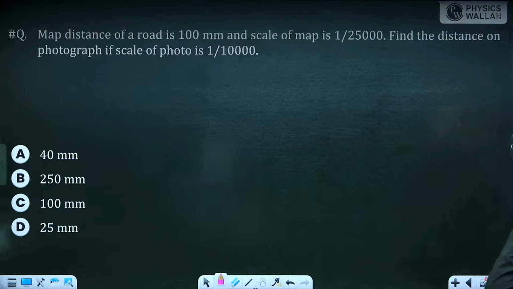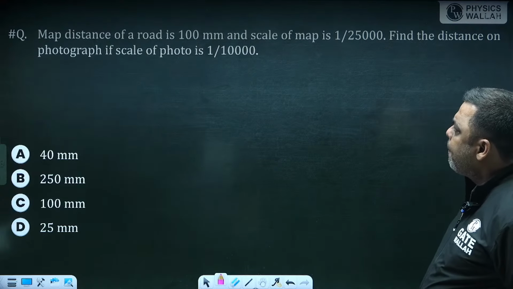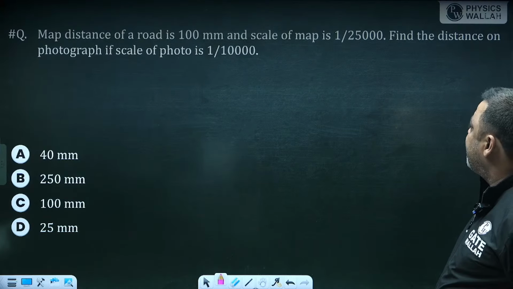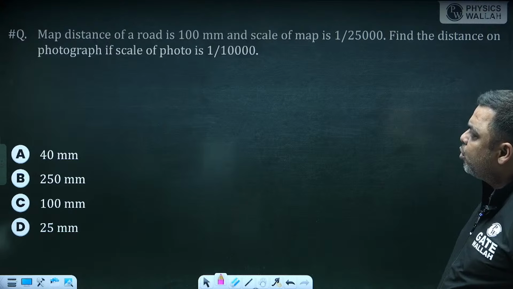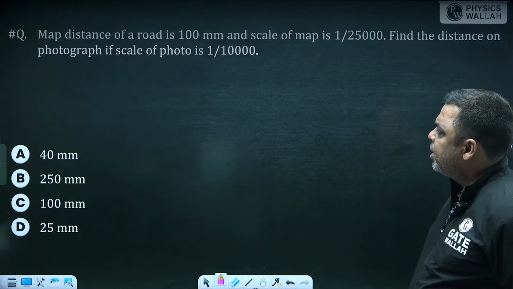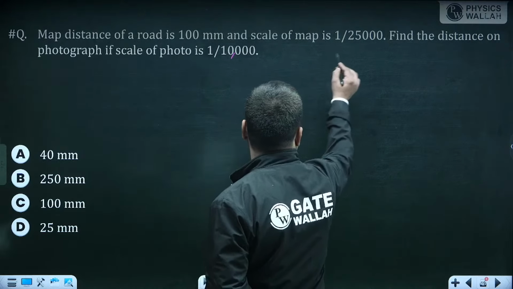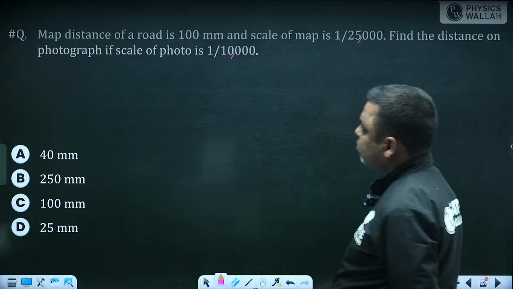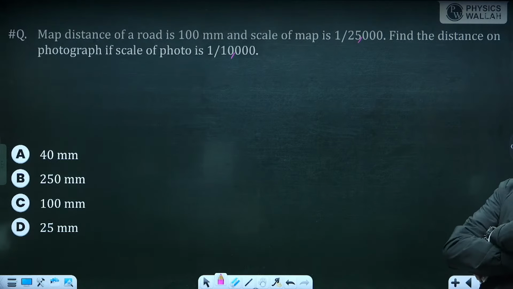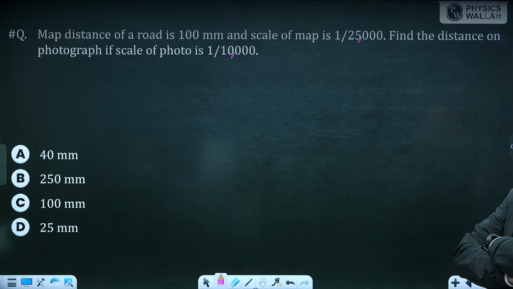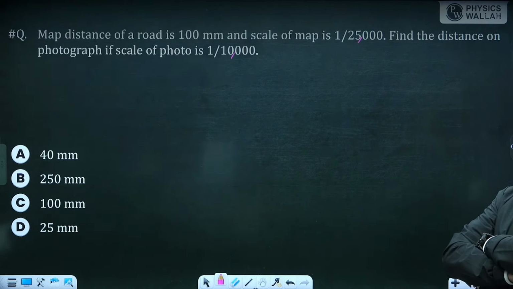Map distance of a road is 100 mm. Scale of map is 1 by 25,000. Find the distance on the photograph if scale of photo is 1 by 10,000. How can I solve in virtual calculator? Vinuji, I'll get back to that after this question. Don't worry.